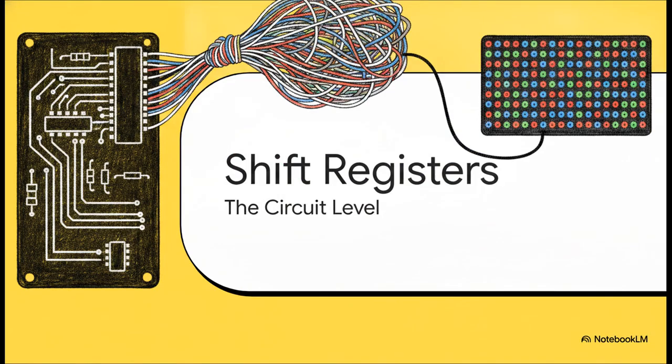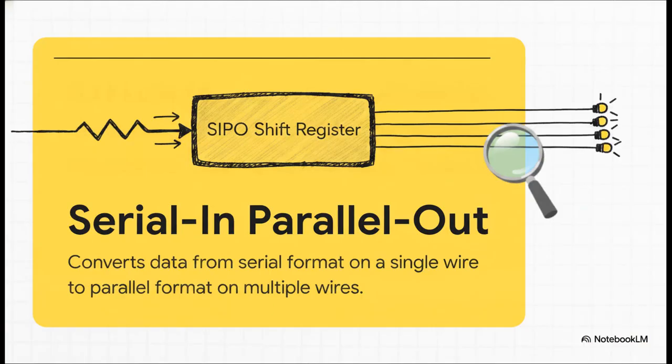All right, Section 3, shift registers and latches at the circuit level. So, what's the elegant answer to controlling millions of individual color diodes? It lies in the SIPO shift register. Think of a shift register as an incredibly fast, highly organized assembly line. It takes data arriving in a single-file serial format on just one wire and efficiently sorts it into individual, parallel delivery boxes from multiple LEDs simultaneously.